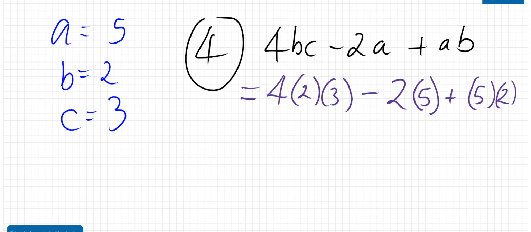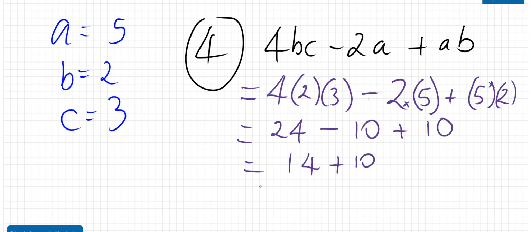Now, if you prefer writing down the multiplication symbol, you can, but it's good to get used to other ways of showing working out. Okay, we know multiplication comes first. So 4 times 2 is 8, and 8 times 3 is 24. Don't forget to bring your takeaway down. And then we've got 2 times 5 here. So 2 times 5 is 10, plus, and then of course 5 times 2 is also 10. Okay, left to right, 24 take away 10 leaves me with 14. And 14 plus 10 gives us 24.